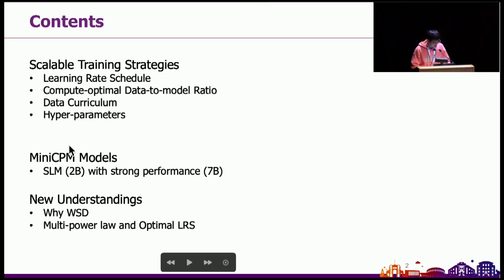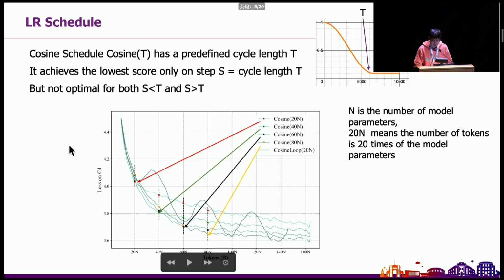So in today's talk, we will introduce the following contents. The first one is the scalable training strategies, and the second one is the MiniCPM models themselves. And third one is new understandings we get recently about the warm-up stable decay scheduler proposed in the paper. So let's first introduce the learning rate scheduler proposed in the paper, which is the main takeaway from the paper.